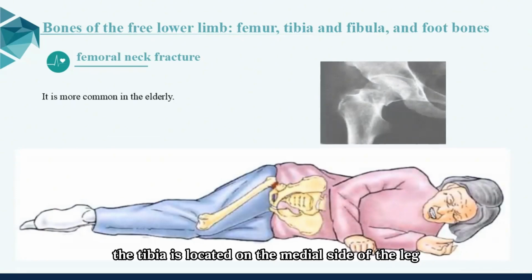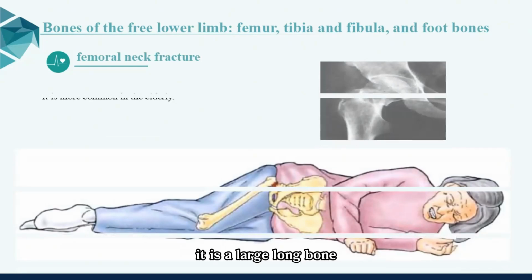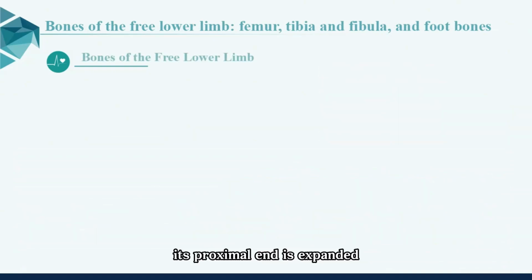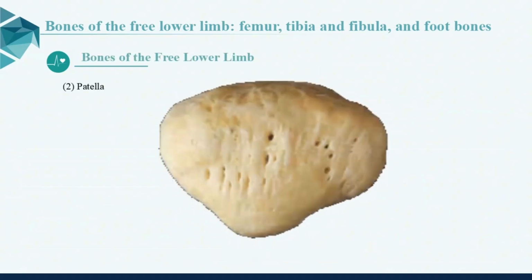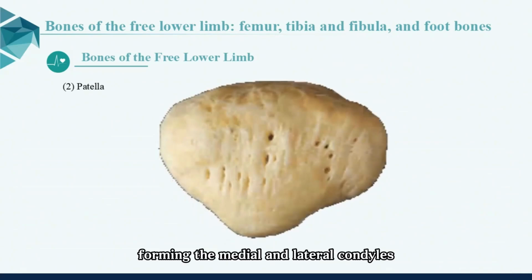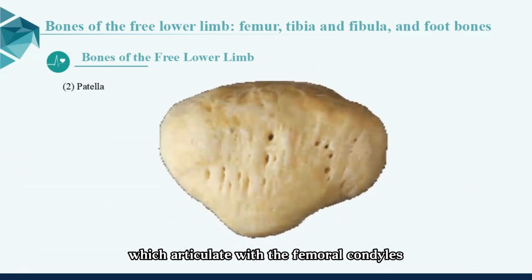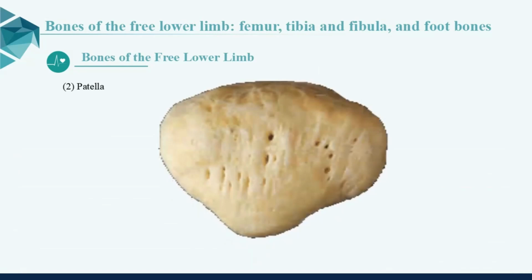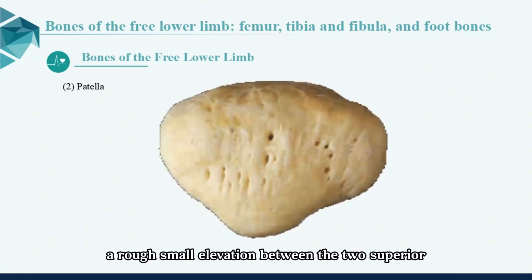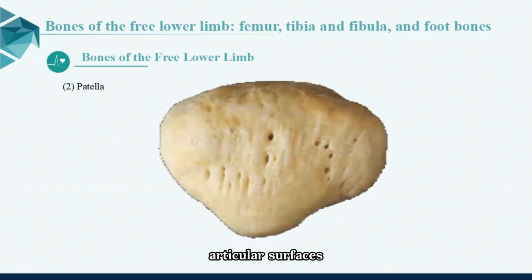The tibia is located on the medial side of the leg. It is a large, long bone. Its proximal end is expanded. It projects medially and laterally, forming the medial and lateral condyles. The superior surfaces of the condyles have articular facets, which articulate with the femoral condyles. A rough, small elevation between the two superior articular surfaces is called the intercondylar eminence.